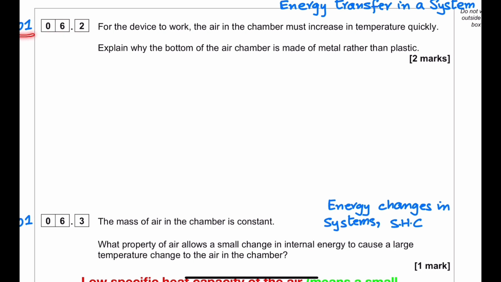6.2 is an A1 question, and this question is from the topic of energy transfer in a system. For the device to work, the air in the chamber must increase in temperature quickly. Explain why the bottom of the air chamber is made of metal rather than plastic. We need to go back to figure number 12 and see why the chamber has a lower surface made up of metal instead of plastic.